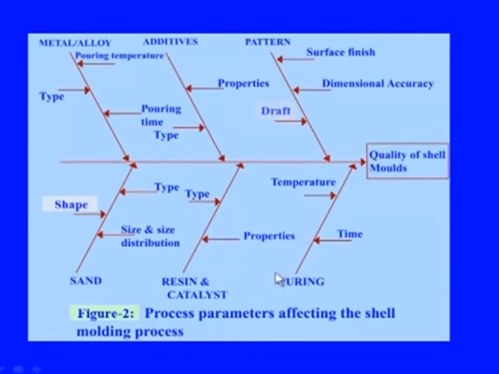The other important category of parameters is curing based parameters. Here the curing temperature and the curing time are the most important parameters that affect the ultimate quality of the product. The process parameters that affect the casting quality are shown here. These qualities are dimensional accuracy, then surface roughness, mechanical and other metallurgical properties.